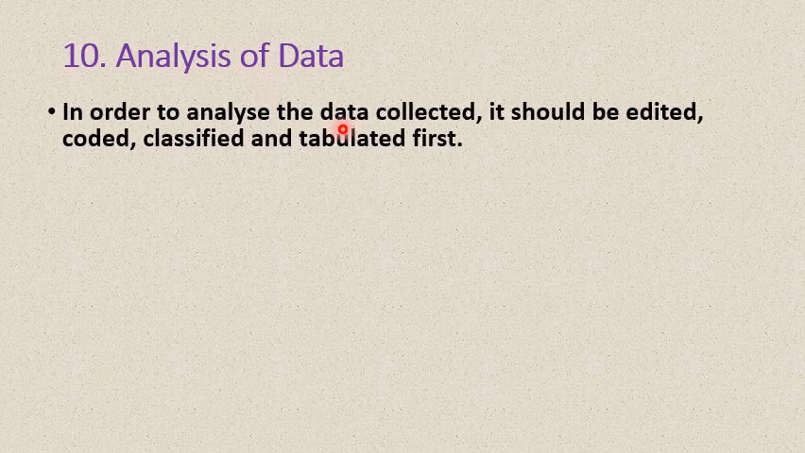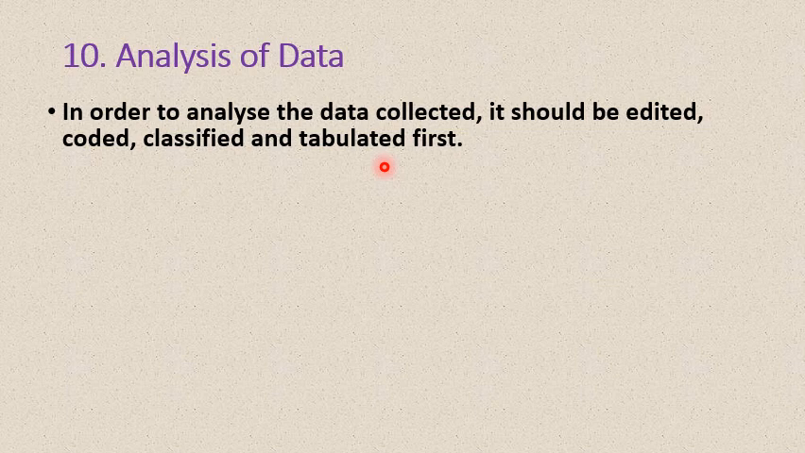Then next one is the analysis of data. In order to analyze the data collected, it should be edited, coded, classified, and tabulated first. The analysis of data starts from editing, coding, classification, and tabulation. We have to edit the data collected. Then we have to code the data by suitable numbers. Then we have to classify and tabulate the data in proper formats.